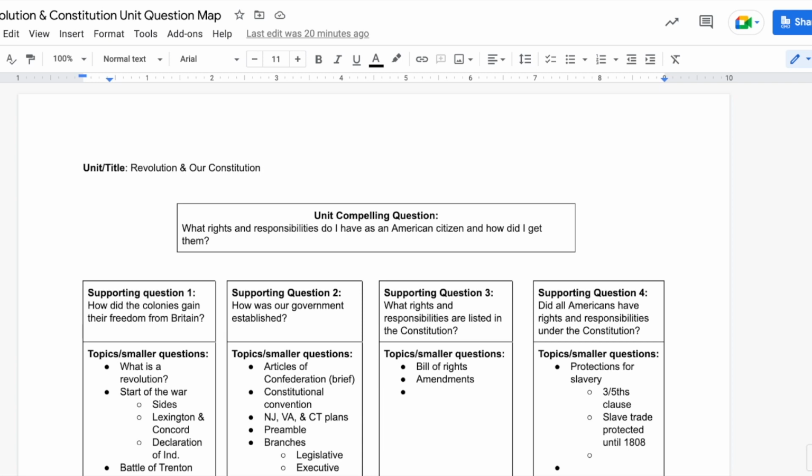The question map is set up with the compelling question at the top, followed by supporting questions, under which you can find topics and smaller questions that show the content linked to each of the supporting questions. The question map is not the day-by-day lesson plans for the unit, but it is a skeletal breakdown surrounding the compelling and supporting questions and the overall format of the unit. This map is most helpful when you'd like to see the overall structure based on the questions.